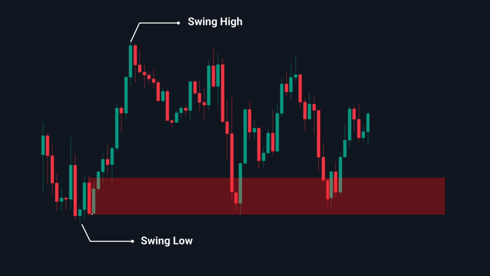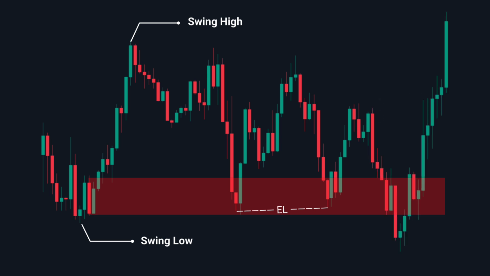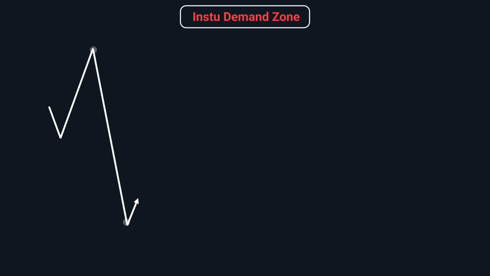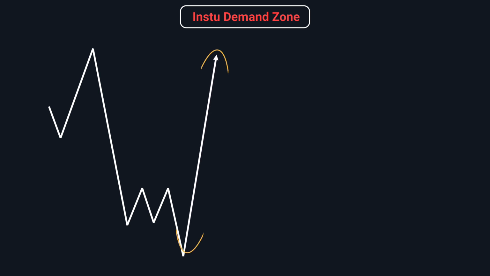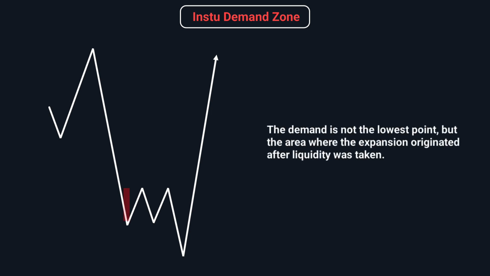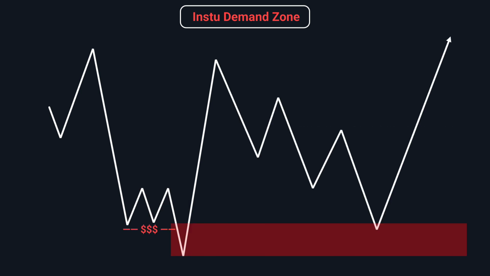Institutional execution occurs after liquidity is made available. Liquidity is created when price trades through equal highs, equal lows, or tight consolidations where stops are concentrated. Once those stops are triggered, opposing orders are available for absorption. An institutional demand area often forms after price trades below prior lows and then expands higher. The expansion shows that selling pressure was absorbed and buyers gained control. The demand is not the lowest point, but the area where the expansion originated after liquidity was taken.